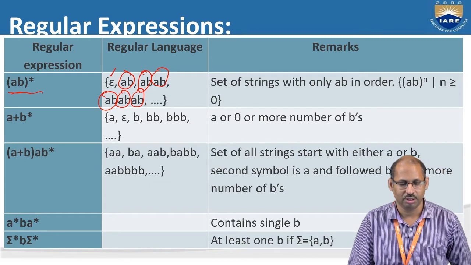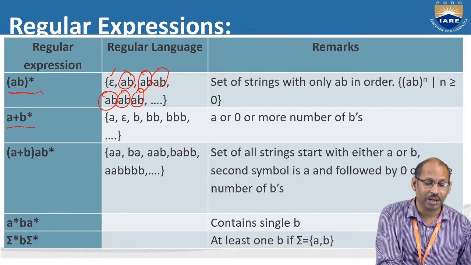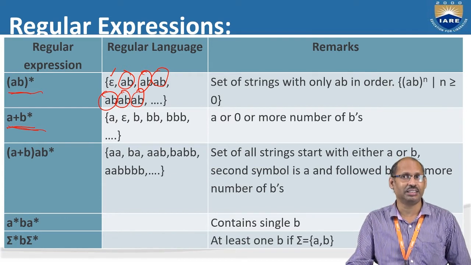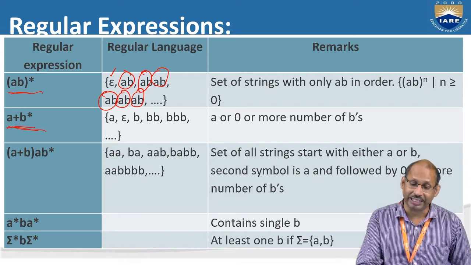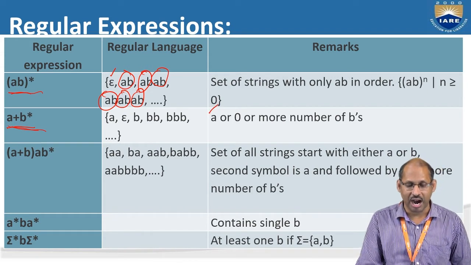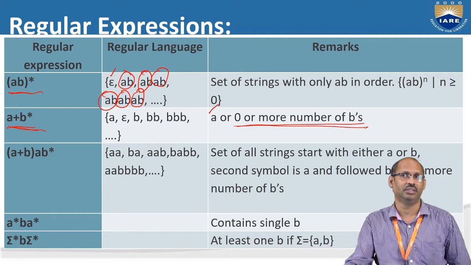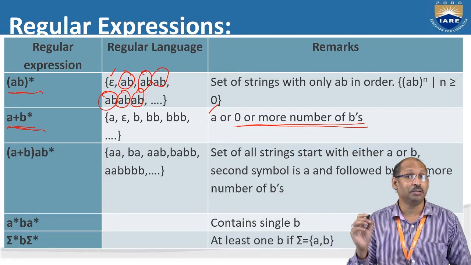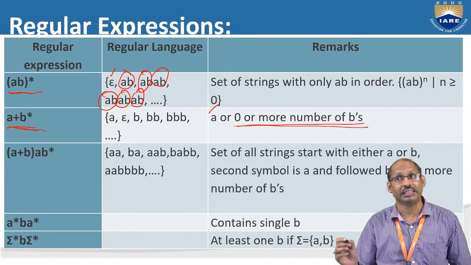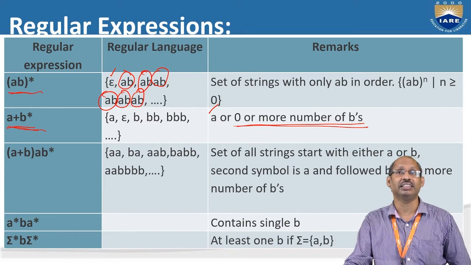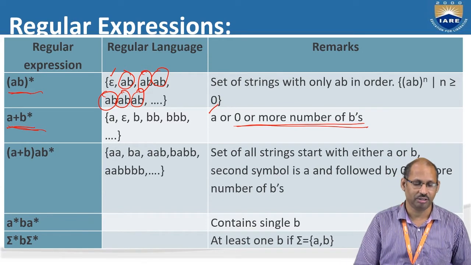Then A plus B star. It is a regular expression for a language. It may contain A or 0 or more occurrences of B's. A or 0 or more occurrences of B. So we have written it as A plus B star.